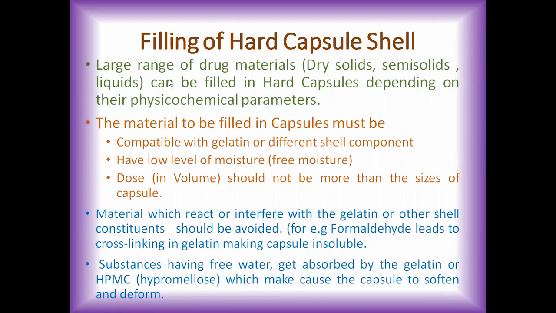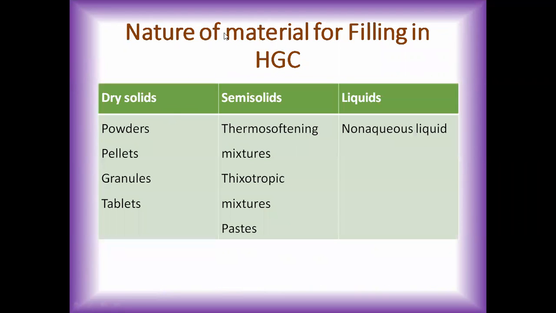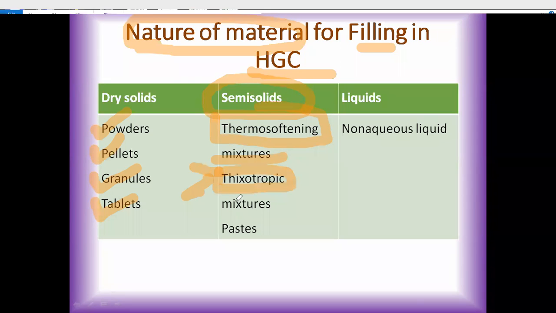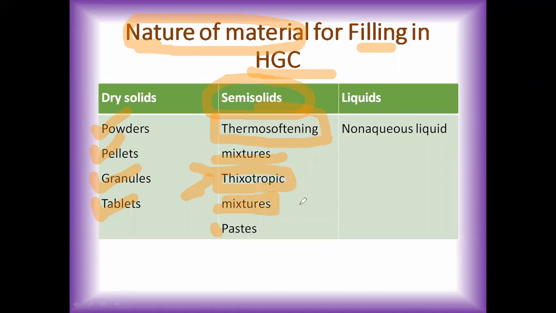Now moving further, these are the various types of material or the nature of material which are used for filling into the hard gelatin capsule. From dry solids, we have powders, pellets, granules, and tablets. From semi-solids, we have thermo-softening mixtures. Then the second one is thixotropic mixtures, and even paste can be filled into the hard gelatin capsules.